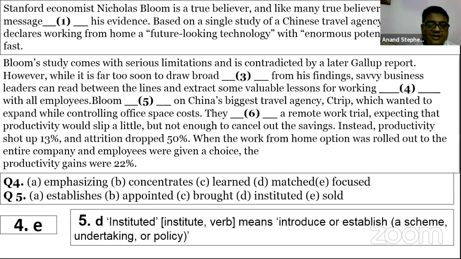Focused. From his findings, savvy business leaders can read between the lines and extract some valuable lessons for working with all employees. And the fifth one, instituted. Instituted means introduce or establish a scheme, undertaking, or policy.